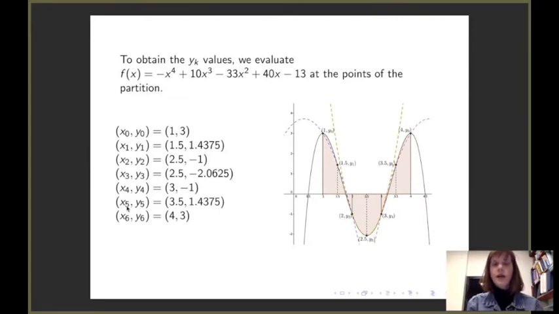We can also see how the different groups of the points of the partition are used to obtain the parabolas. For example, these first 3 points are used to define that first parabola. The points x sub 2 to x sub 4 give us the second parabola, and partition points x sub 4, x sub 5, and x sub 6 give us that third parabola.